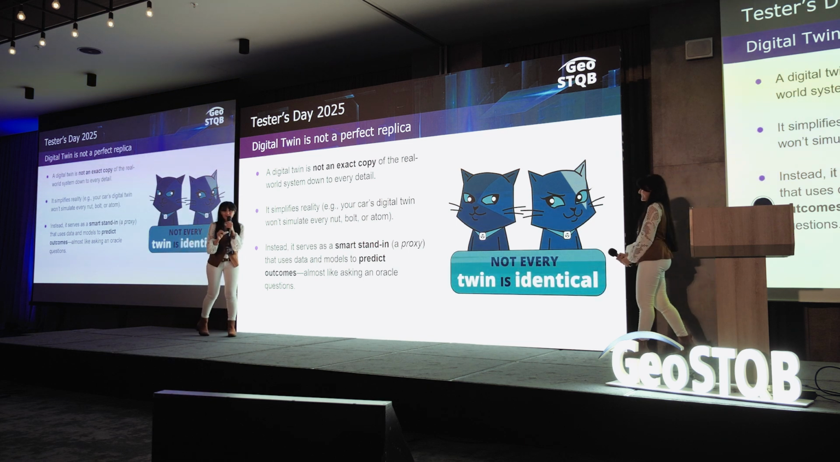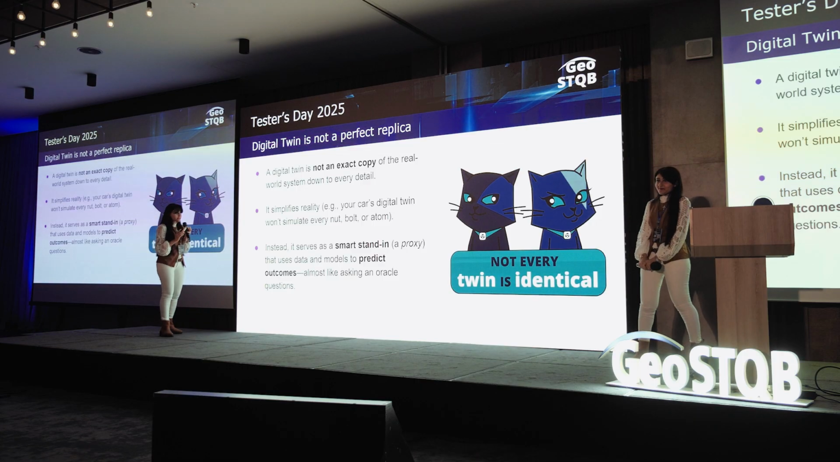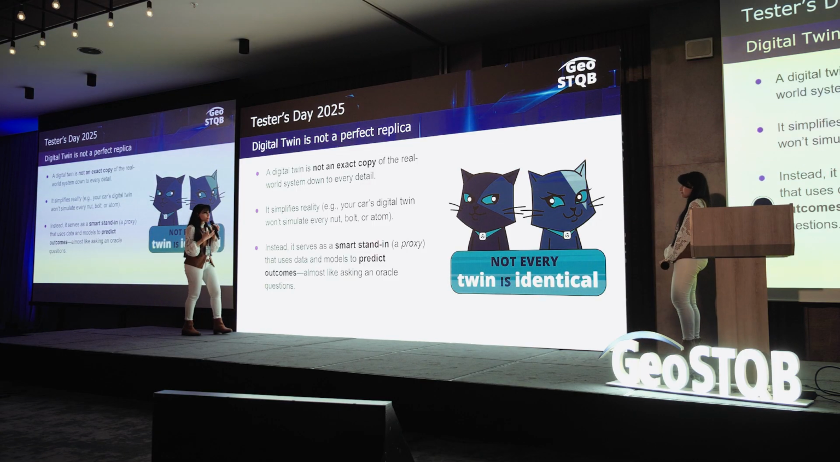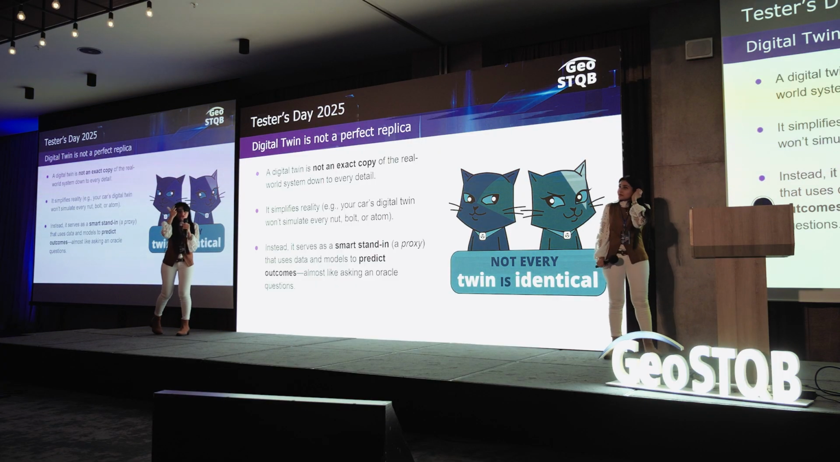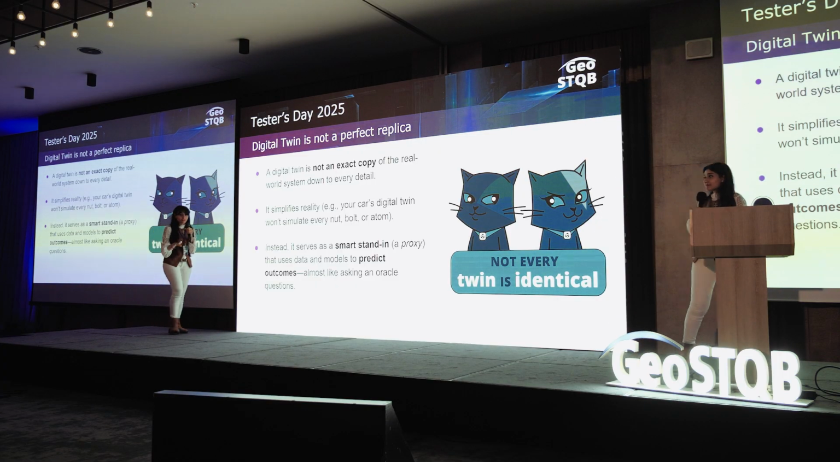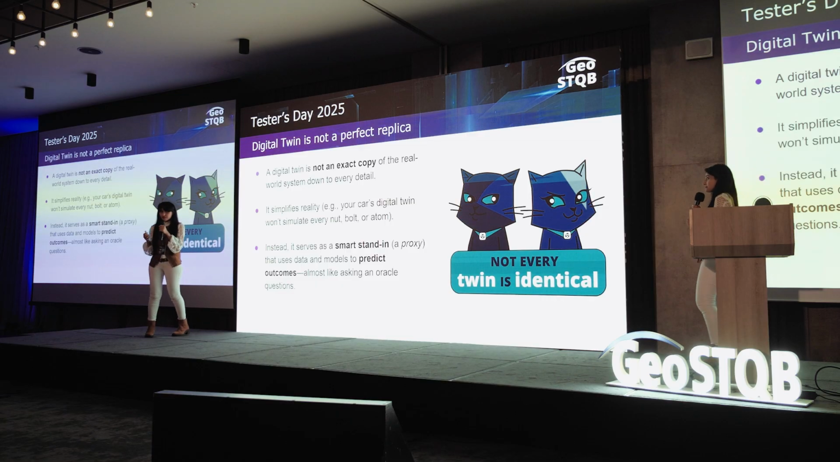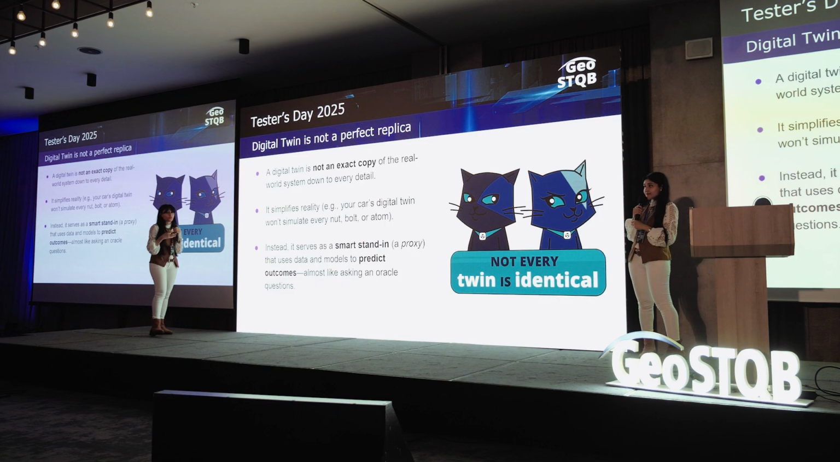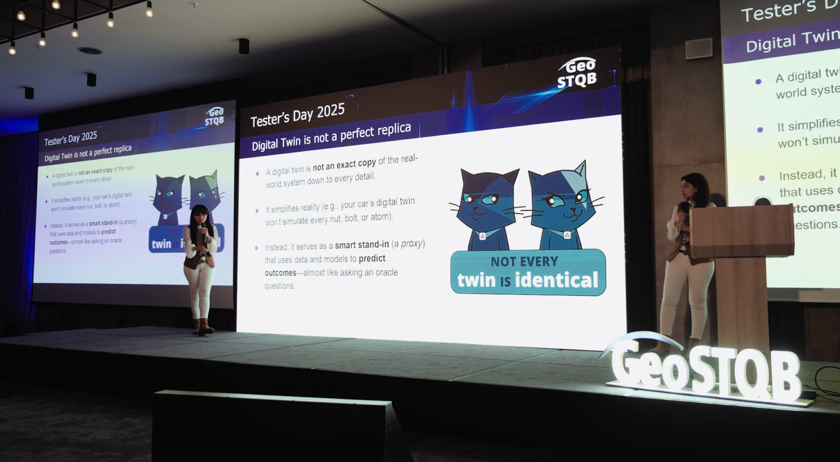So, a digital twin is not an exact copy of the system, but it can be used in order to simplify reality. Instead, it acts like a proxy. It can use the data and the models that we have in order to predict the outcomes. So we can say that it's something that will help us answer the what-if questions that we have and try to make decisions based on them.